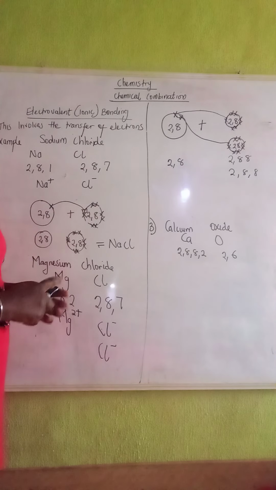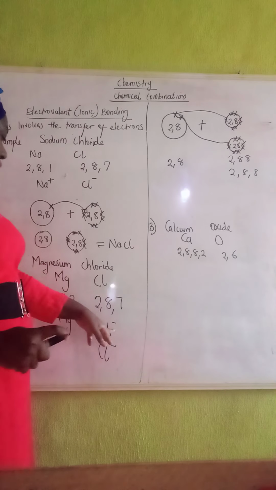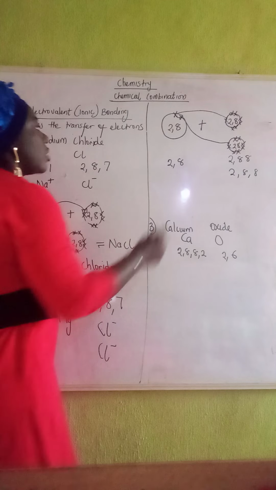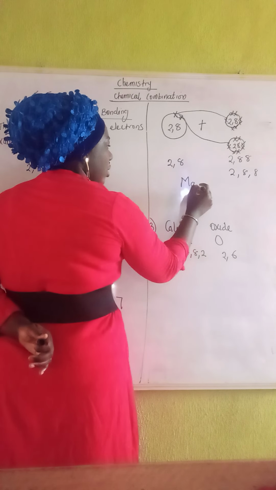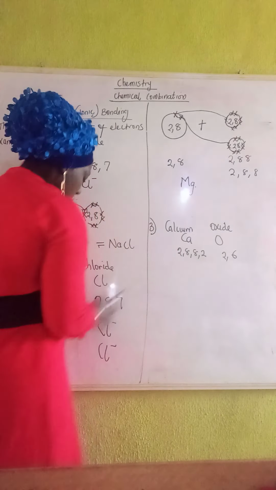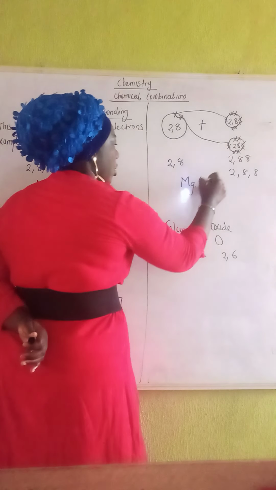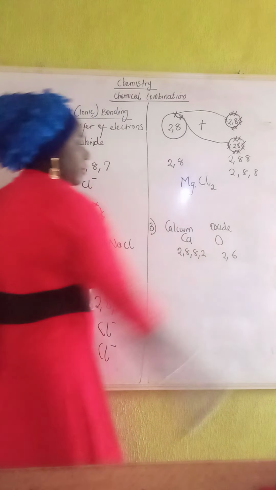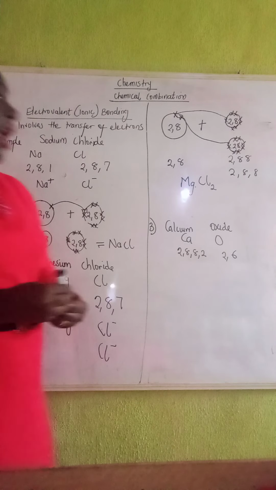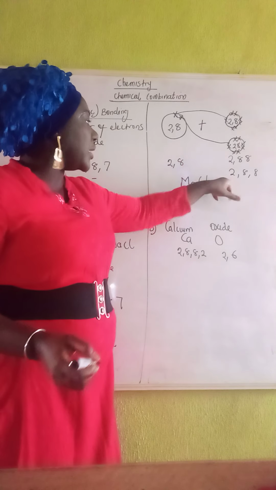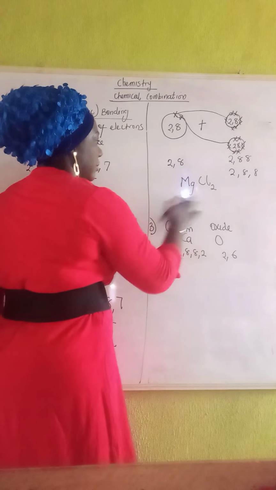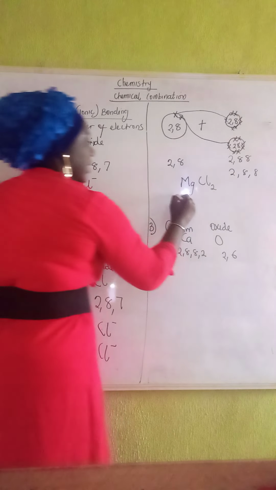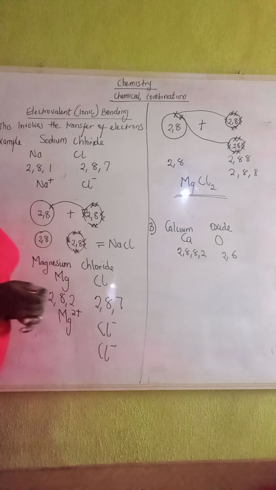So remember, chlorine minus 1. If it goes to meet magnesium, the 1 goes to meet magnesium, while the plus 2 for magnesium goes to meet chlorine, and we have 2 here. Which shows that we have 2 atoms of chlorine combining with the magnesium. So if we want to write the formula, this is how you write it. Magnesium chloride, MgCl2.